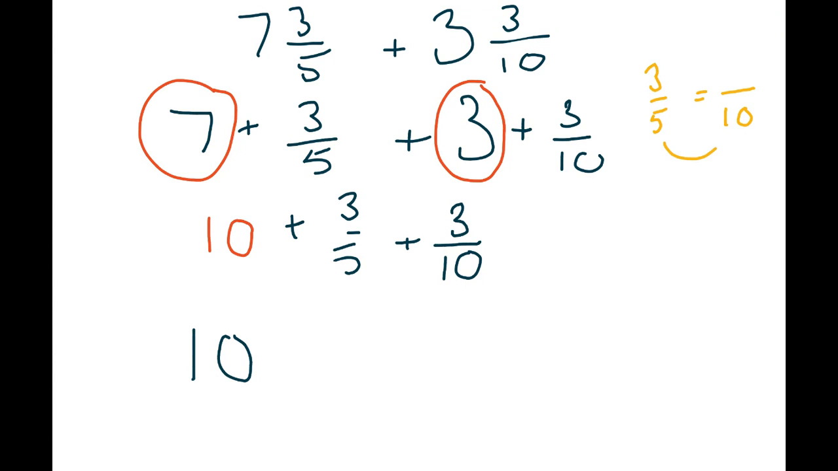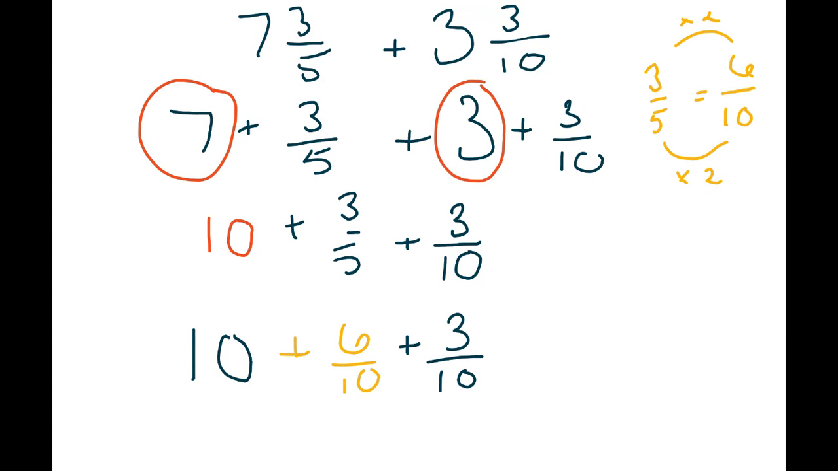So if I want to go from 5 to 10, I need to multiply by 2, which means I need to do the exact same thing on the top. So I'm going to have 6 out of 10, which means that now, instead of having 3/5, I'm going to add 6 over 10, and then I still have my 3/10 from the original problem.